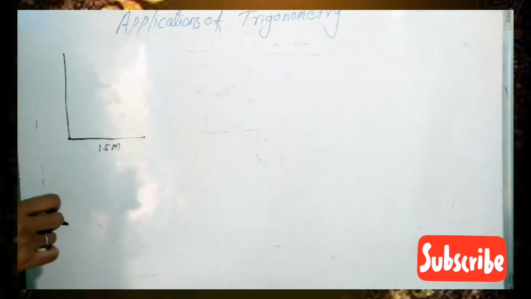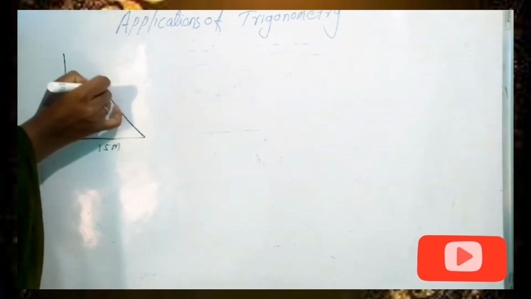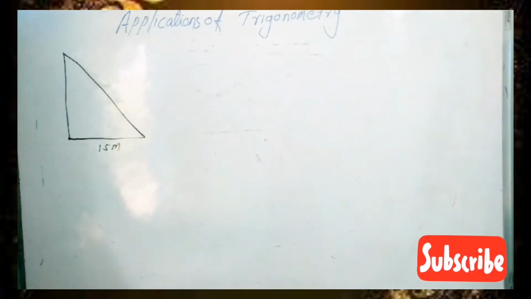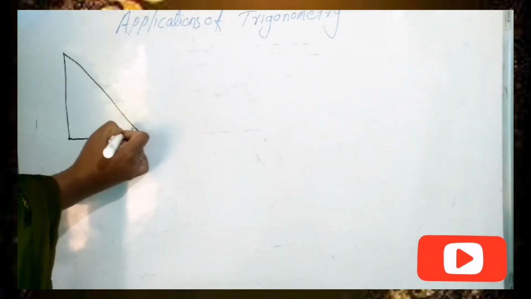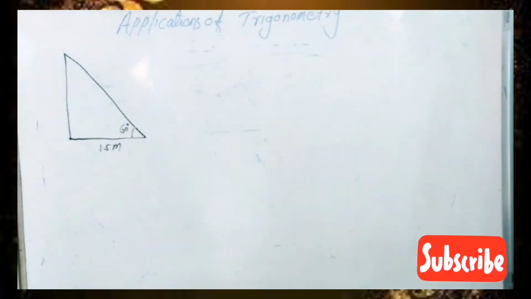From this point, the angle of elevation of the top of the tower is found to be 60 degrees. So this angle is found to be 60 degrees. We need to find the height of the tower.